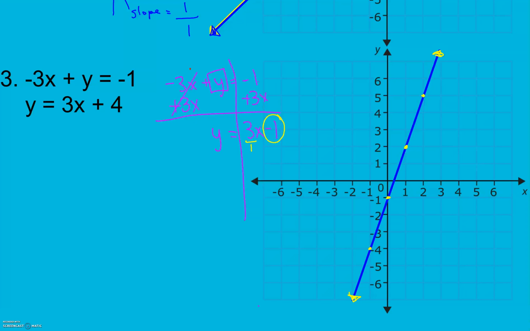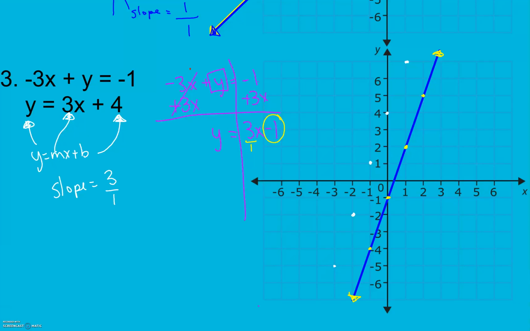My second equation here is already solved for y. So since it's solved for y, I'm in slope-intercept form. My b value is my 4. My m is my slope. So I'm going to start at 4, b for where I begin on my y-axis. My slope is 3. So again, I'm going to write that as 3 over 1. I'm going to go up 3 over 1, or I can go down 3, back 1.